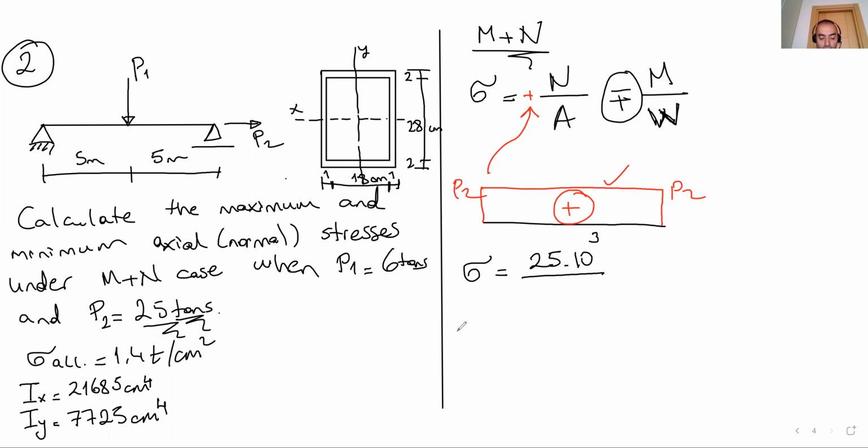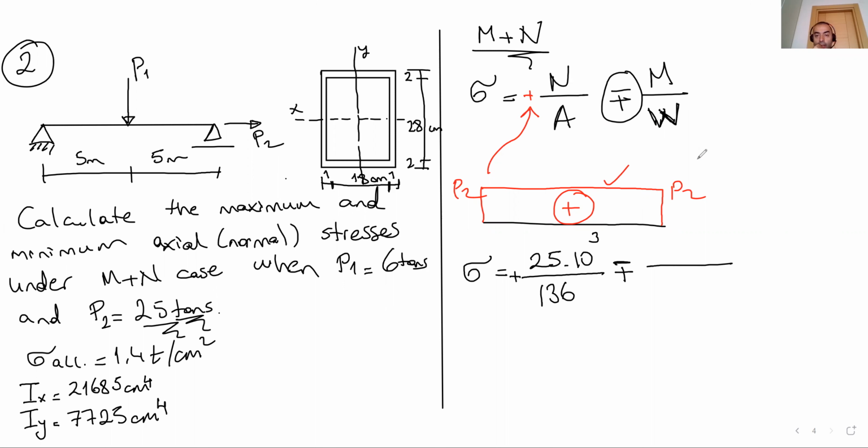It's easy. I assume that you can do it. It's 136 centimeter. This part is positive. So here is positive or negative altogether. We have the Ix and Iy. Which one are we going to use? We are going to use the Ix here in this question.